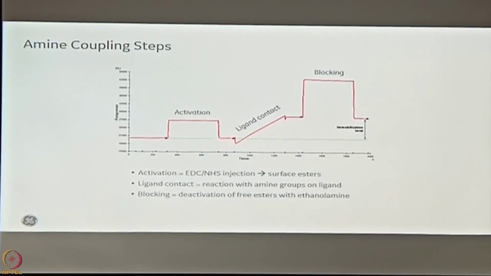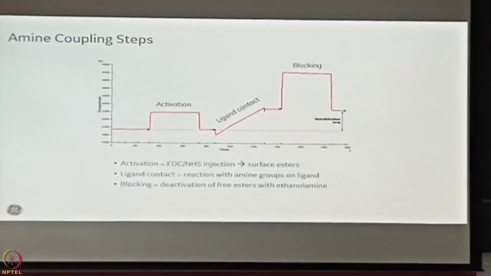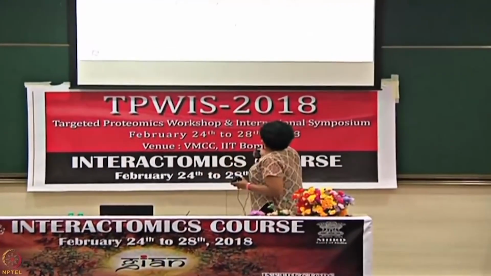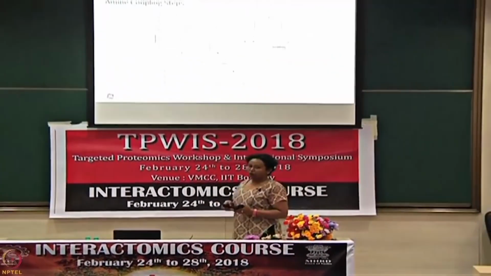After that, your surface is activated, and then you push your ligand, which has the free amine groups or other free groups. At this point, all your proteins are getting covalently attached or linked to the surface. And then finally, you do a blocking with ethanolamine.